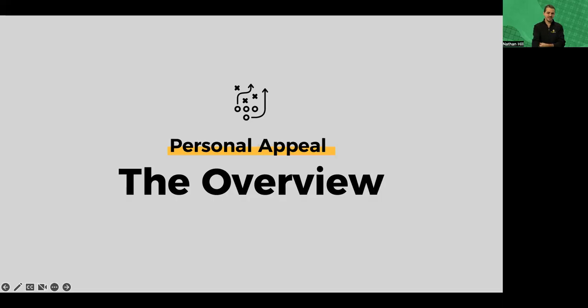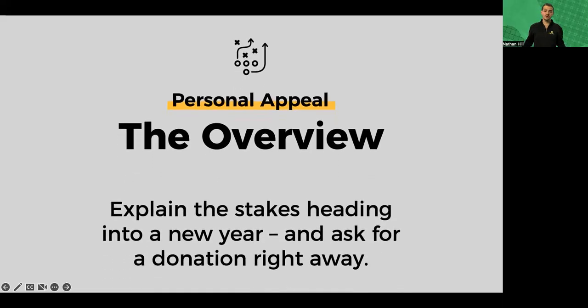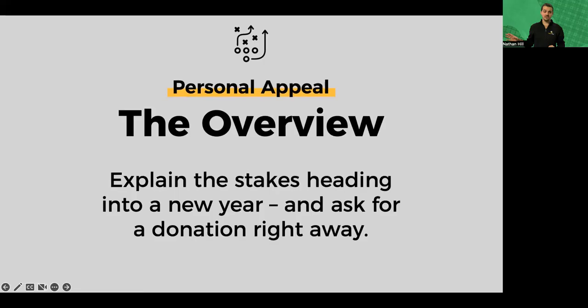And in this first example, I really want to talk about the structure of how you write an effective appeal. So this example we call the year-end overview appeal. And the goal of it is to explain the stakes heading into the new year. Now, you might mention a couple of accomplishments or things like that. You can also make that its own email to stand alone.